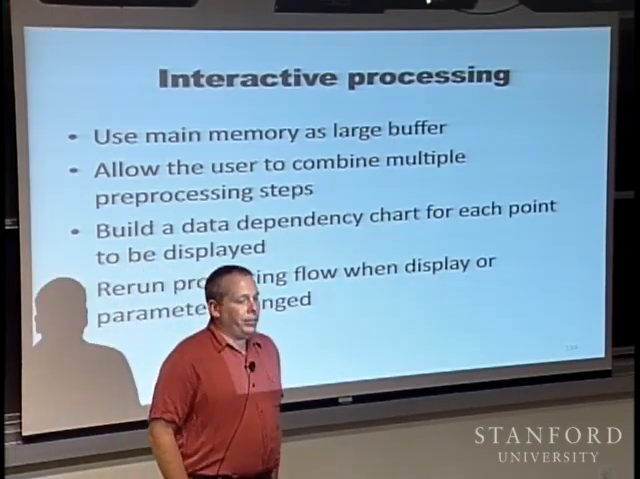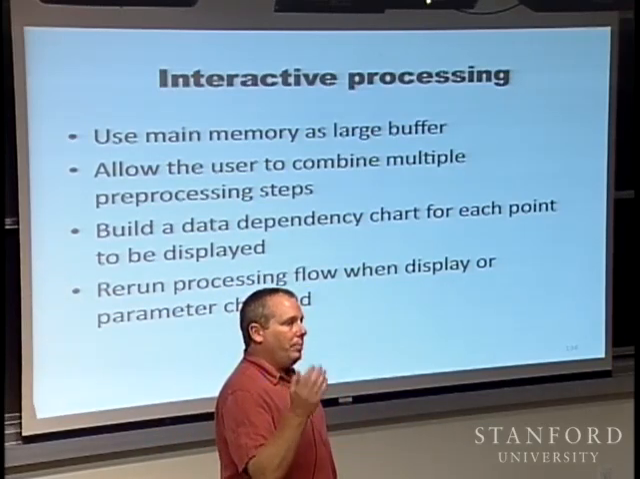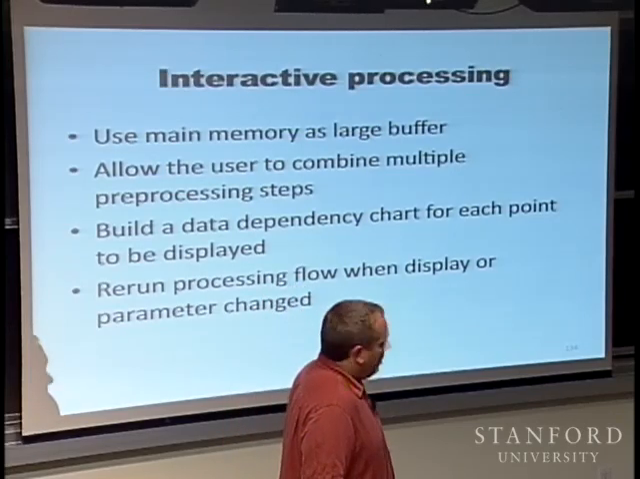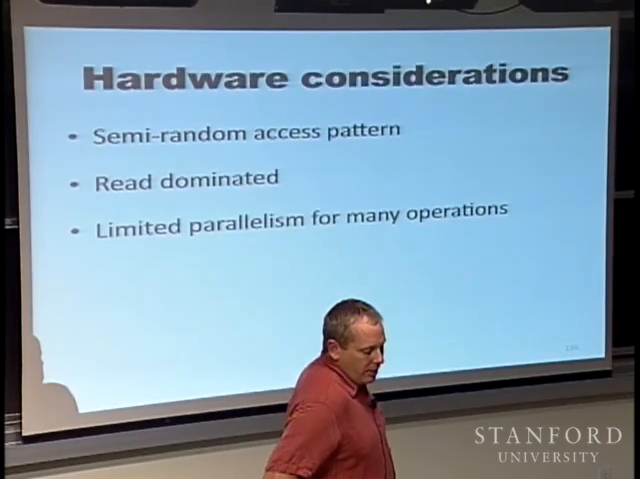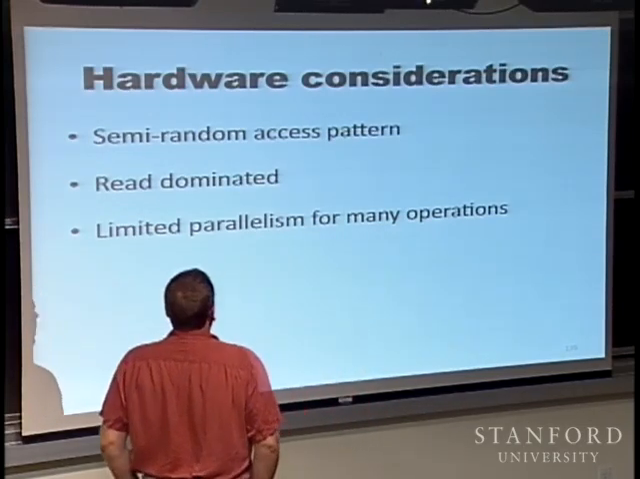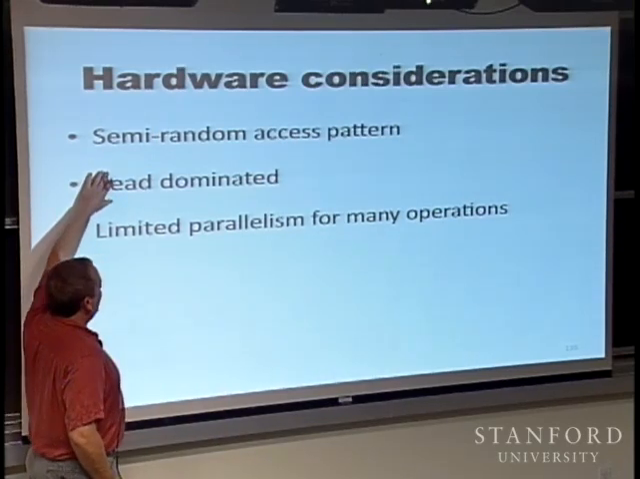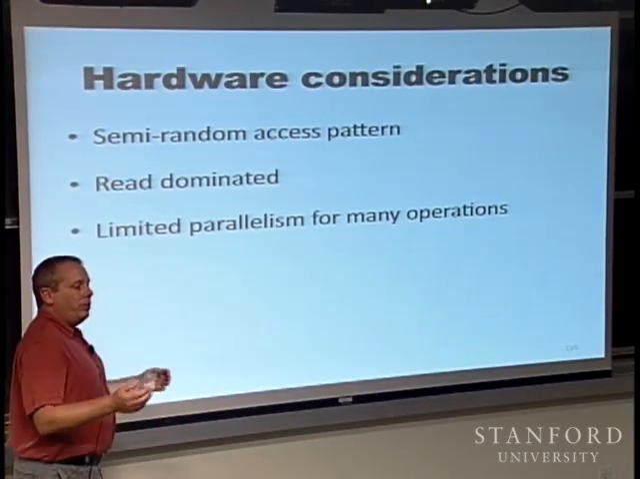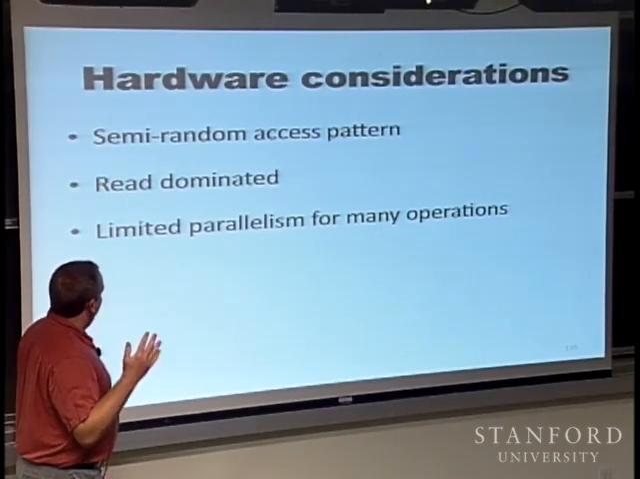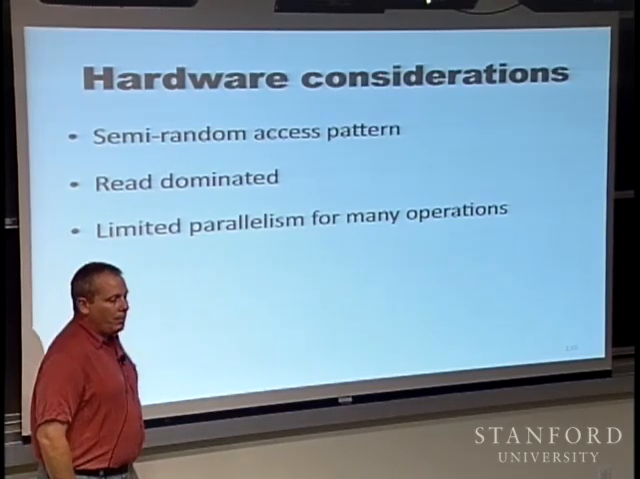And that involves building a dependency chart to figure out, if we want to display this pixel and we're doing these operations, what do we need to read from disk? We can do games like this, and I'm going to show you an example of that. But we need to think about hardware considerations. We're going to have semi-random access. It's going to be read-dominated because we read from disk, do a bunch of operations, and display it on the image. So as far as I/O from disk, it's all read. It's going to have limited parallelism.